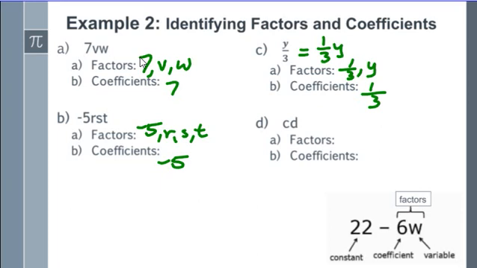And letter D, CD. What are our factors? Well, I know there's a C. I know I'm multiplying by D, but I'm also multiplying by another number. We just don't see it. There's actually a 1 in front. So really, 1 is a factor. If you are multiplying by a variable and there's no number in front, there is a 1 there. We just never put the 1. So you have to remember that. So now our coefficient is a 1. Just remember, if the variable is by itself, it always has a coefficient of 1.